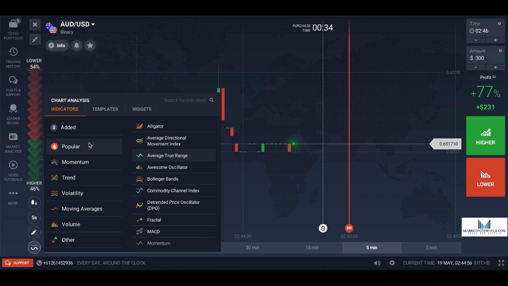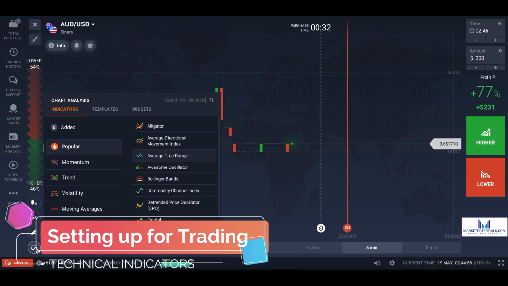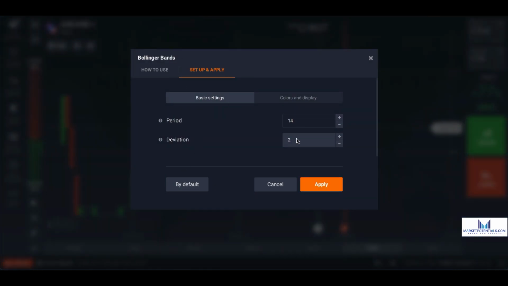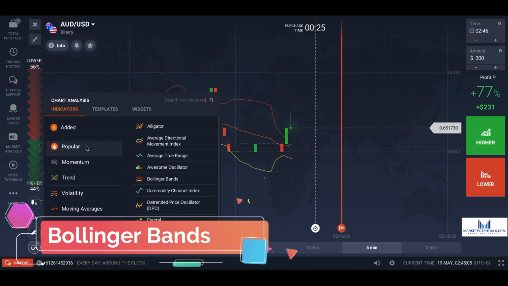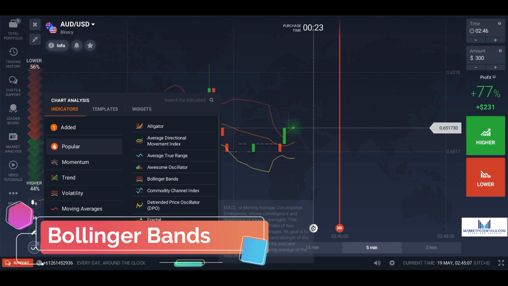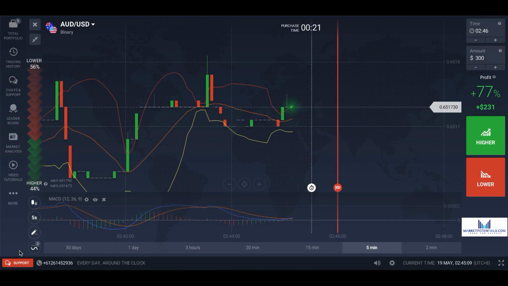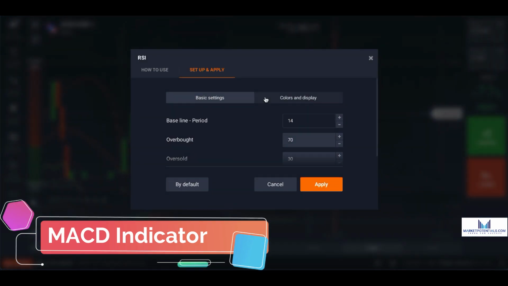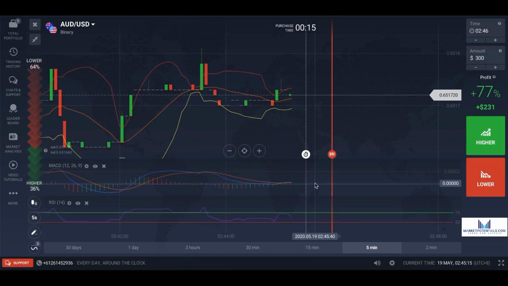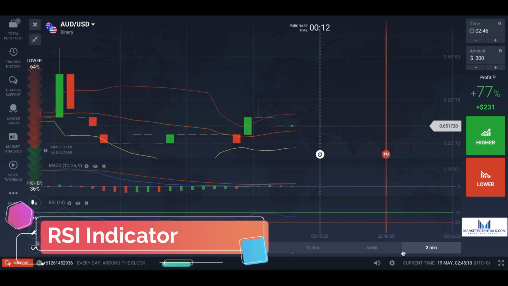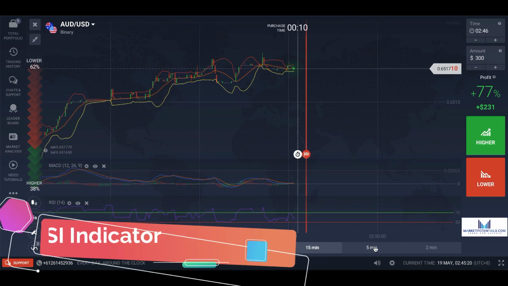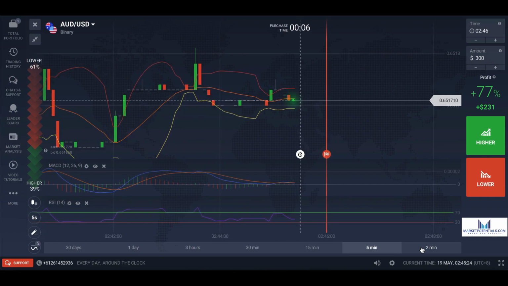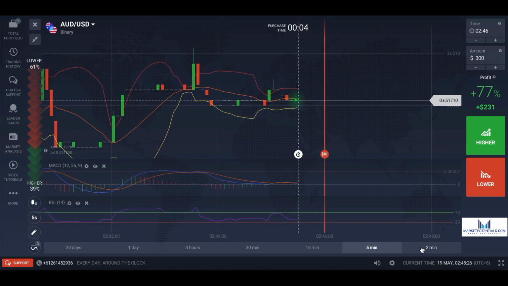You want to set up your indicators, which is what I'm doing. Just bring your mouse down here to the indicators, popular section, and punch in Bollinger Bands. That's the first thing I want. The second thing I want, same in the popular section, is the MACD, moving average convergence divergence. I'll talk about that in a while. The third is the RSI, or the relative strength indicator. Now that I am fully set up for the trade, I would probably sit this one out, so not to worry about that.